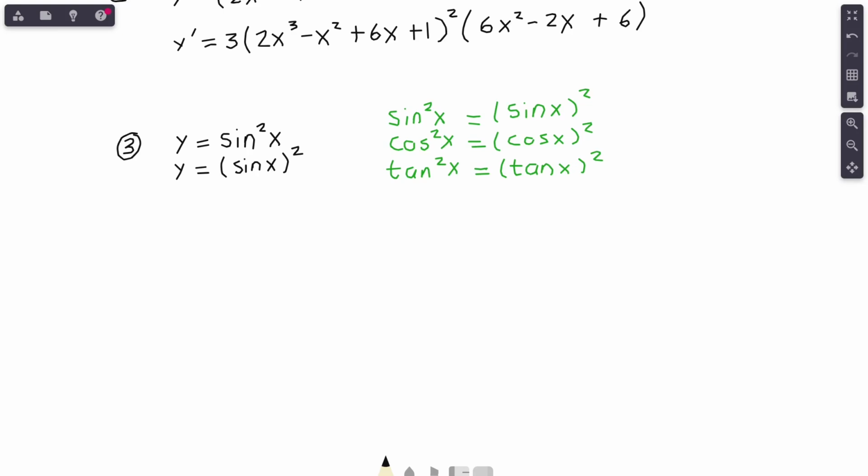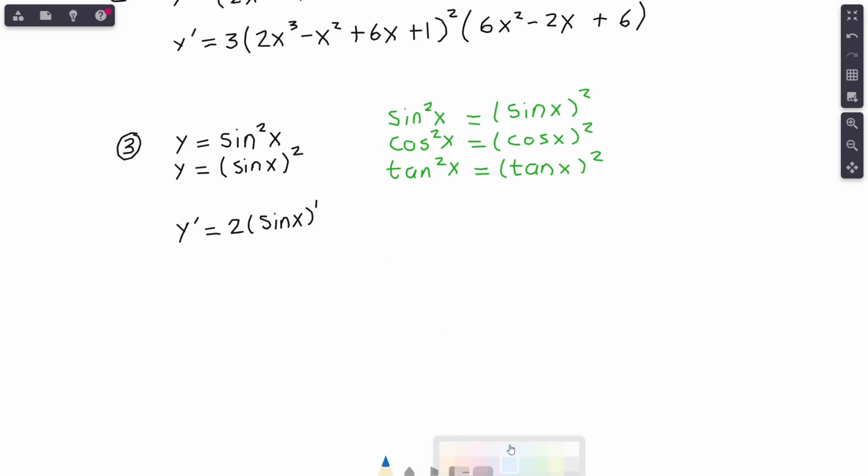And now that it's in this form, we can take the derivative. So we're going to take the derivative of the outside first. So we're going to bring the 2 out front. So it's going to be 2. Leave this unchanged. Subtract 1 from the exponent.